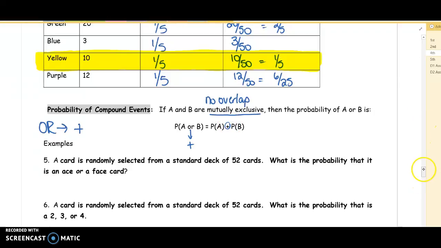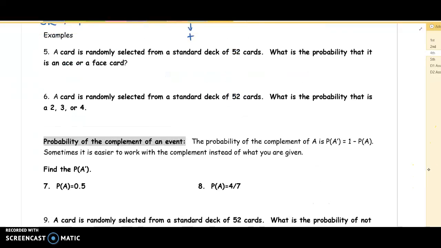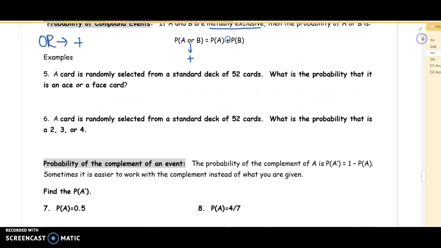So here's an example. A card is randomly selected from a standard deck of 52 cards. What is the probability that it's an ace or a face card? How many aces are in a deck of cards? 4 out of 52. So the probability of selecting an ace is 4 out of 52. How about a face card? How many face cards are in the deck? 12 out of 52. It says or, so we add those together. 4 plus 12 is 16 out of 52.